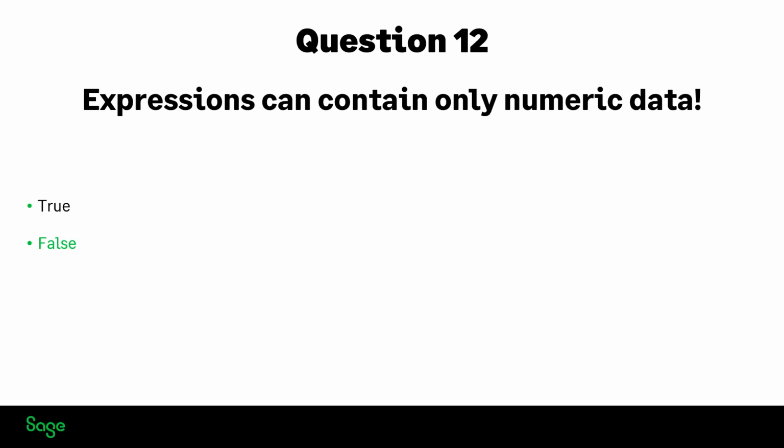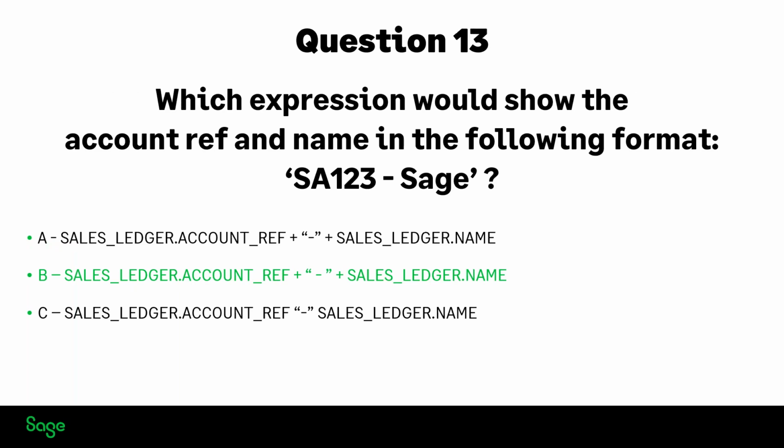Right, let's move on to 13. Which expression would show the account ref and name in the following format? The key to that format was the spacing either side of the dash in the middle, something that was included in the webinar when we covered that. So we were trying to compact on the report. So it's option B. If you want spacing, it needs to be included within those quotation marks.